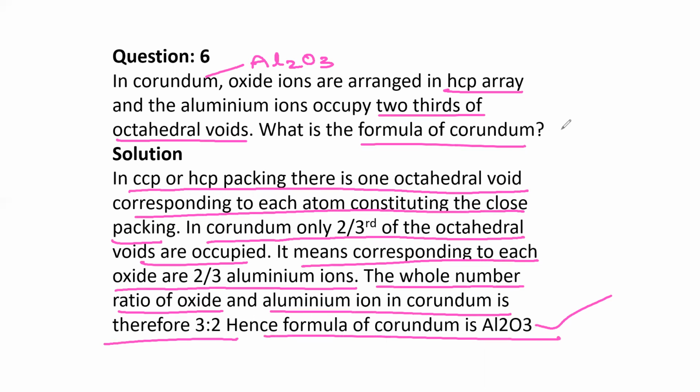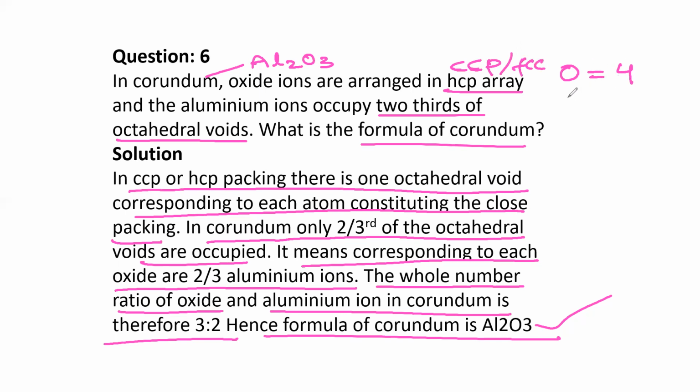In corundum, oxide ions are arranged in an HCP array and aluminum ions are occupying 2/3. If we take oxygen in HCP, oxygen is equal to 4, because HCP is like CCP, so that is all face centers as well as corners. So we can say oxygen is equal to 4.